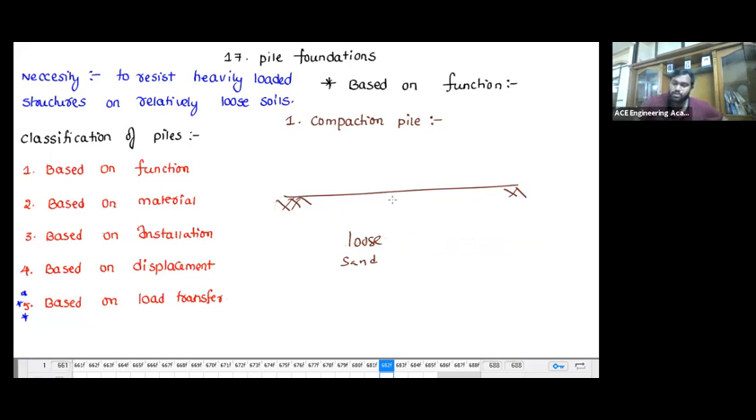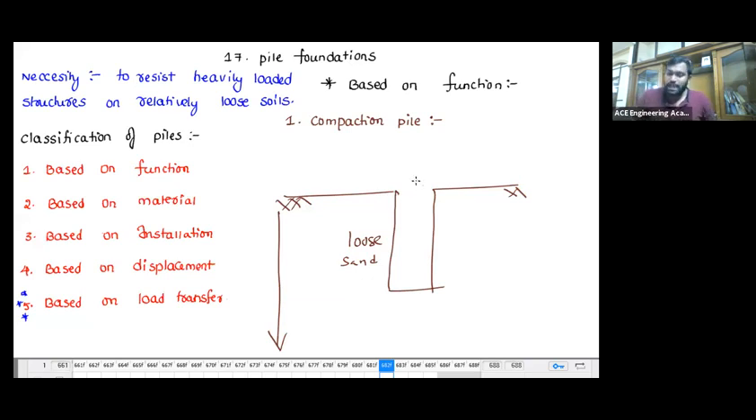But what if the soil is loose to a greater depth? Then I cannot go for shallow compaction. Then what I'll do is I dig a borehole. Sir, how are you going to dig a borehole? By using augers or wash borings. There are different ways to dig a borehole that we'll explain in the soil exploration chapter.